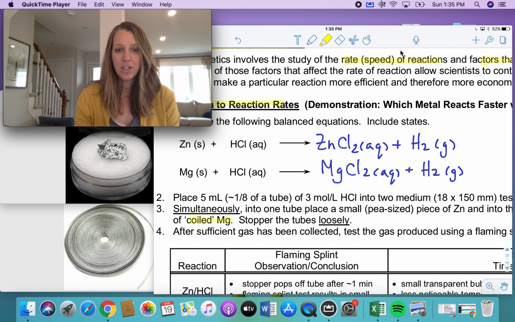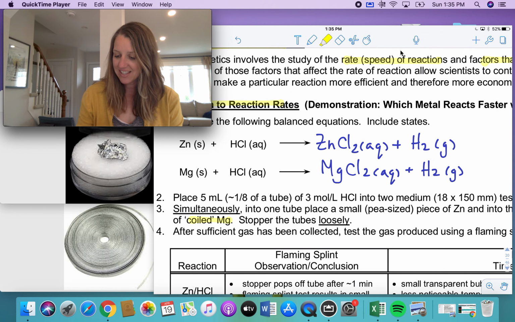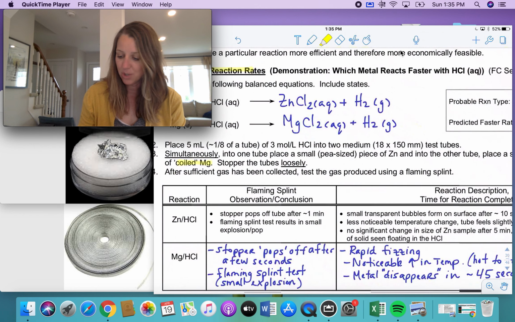Because at some point you have to be able to compare it, and you need some quantitative data. So what could you do to measure the rate and compare the two to see which one was going to be faster? You could do a whole number of different things, okay? And this is what this whole note basically goes through.